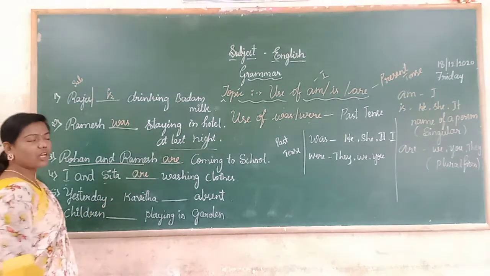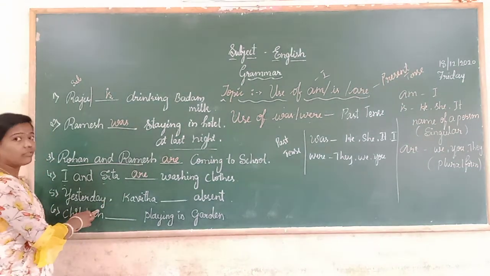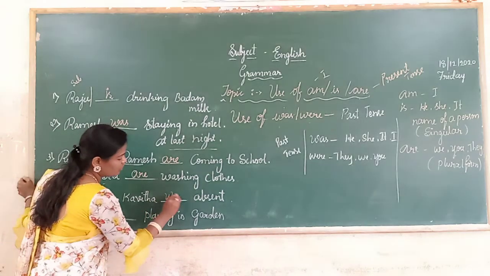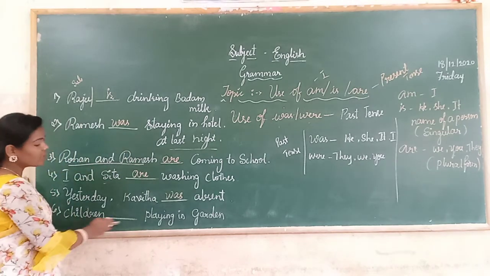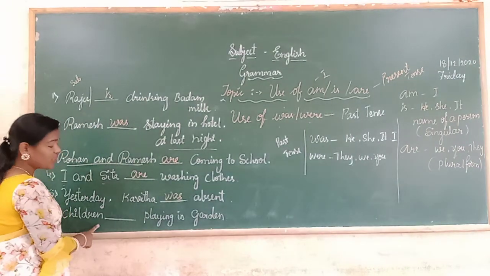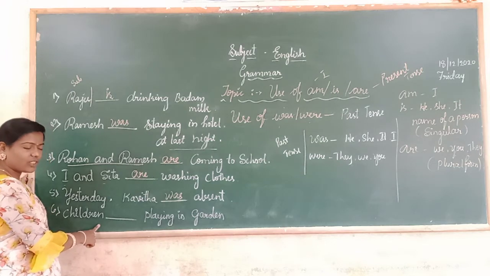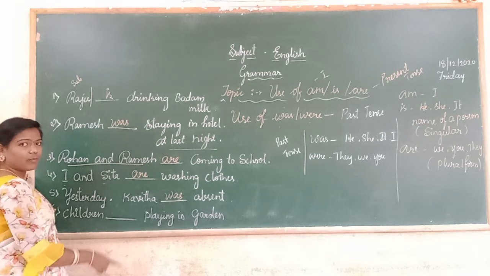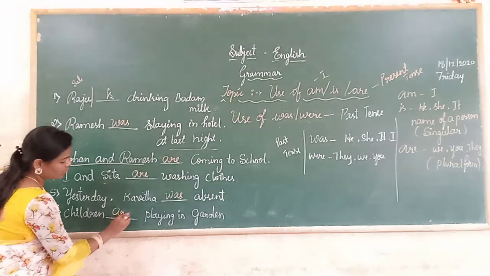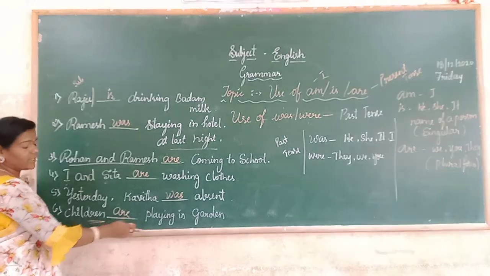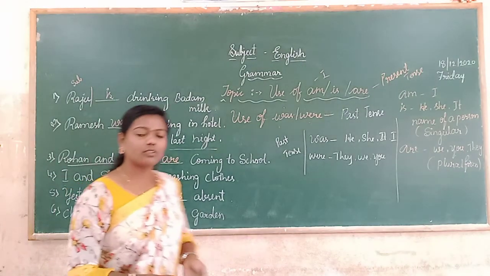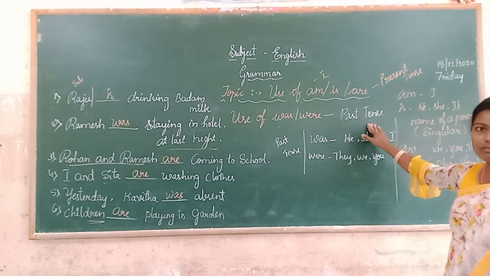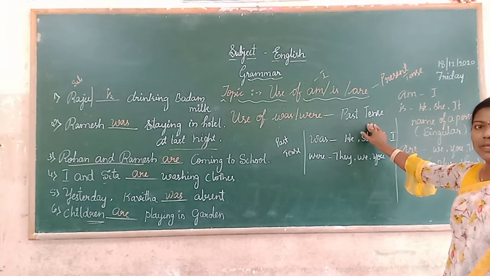Yesterday Kavita dash absent. Yesterday refers to past tense. Is Kavita singular or plural? Singular. So we use was. Children dash playing in the garden. Children is plural, and the sentence is in present tense. So we use are. Okay, dear student, I hope you understood this class. Am, is, are, was, and were are called helping words. Be.